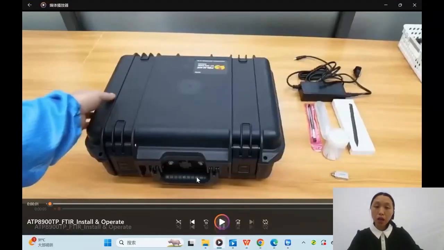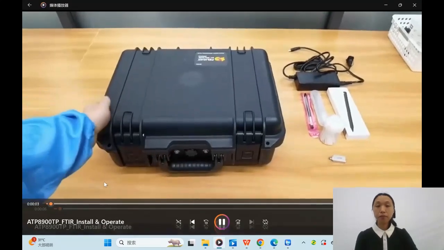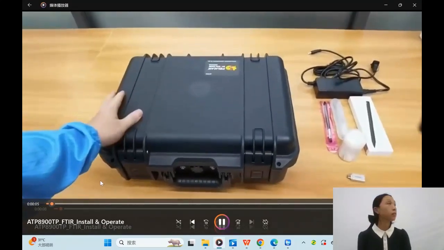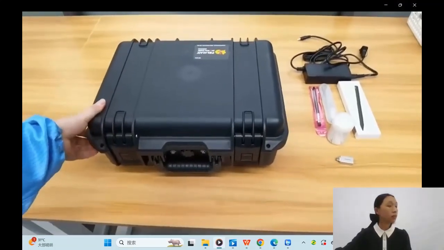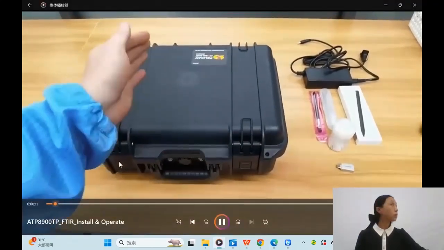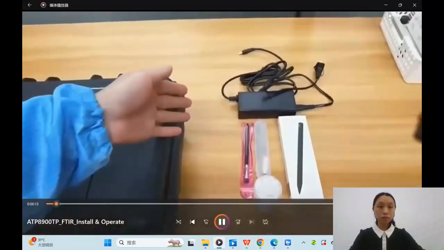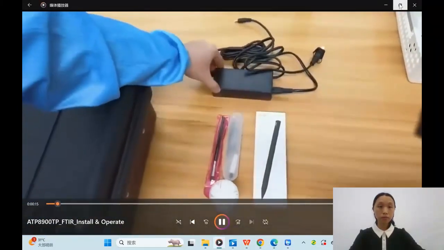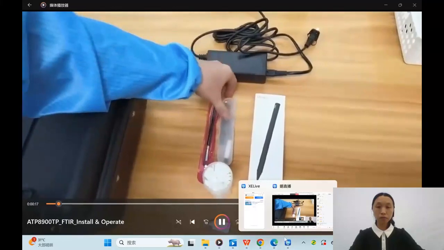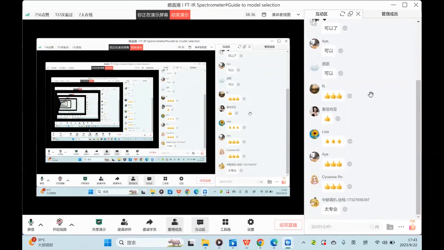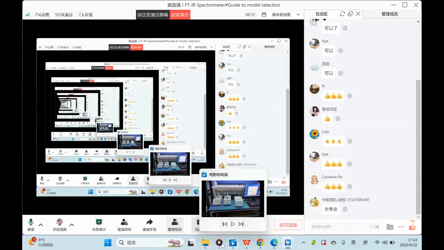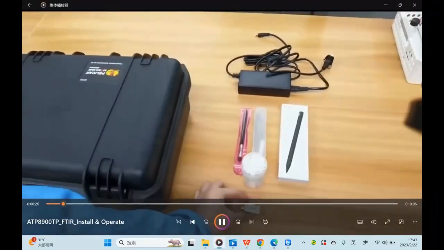This is the ATP-NIO-2B. The box and the main engine are waterproof. Besides that, you can see there are some attachments: the ATP-A90 pencil, the ATP-A90 spoon, and adapters. It can connect to the computer.